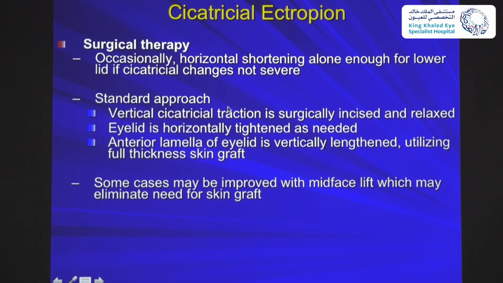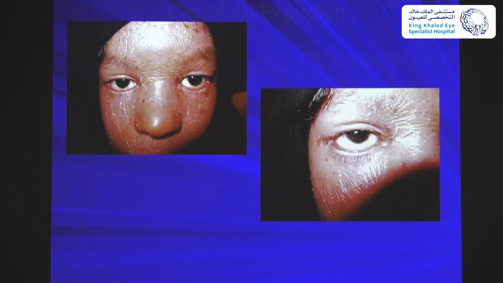How do you treat it? You can use a skin graft to elongate the anterior lamella, and sometimes we need to add a lateral tarsal strip if there is horizontal laxity. For the skin graft, you can use split thickness or full thickness. I prefer full thickness because it gives better lid position correction, and also the skin match will be better.